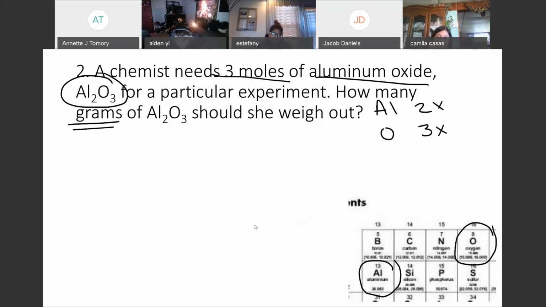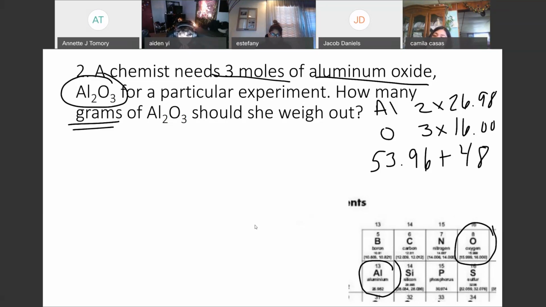Aluminum is 26.98, and oxygen is 16.0. We have to multiply that out and add them together. So what's 26.98 times 2? 53.96. And then what's 3 times 16? 48. What are we going to do to those two? Add them together. So what does that come out to be? 101.96.